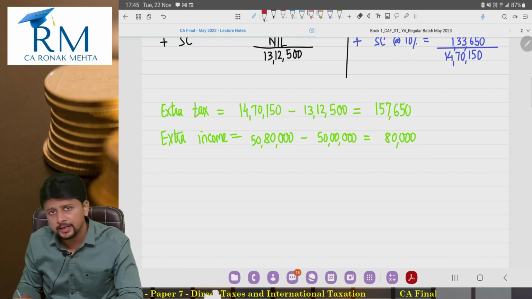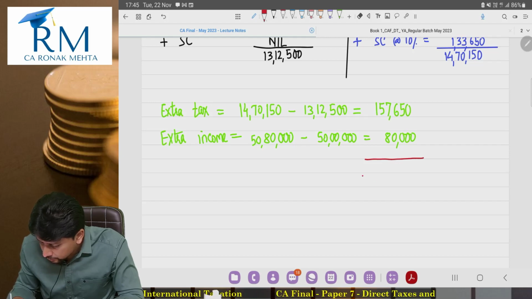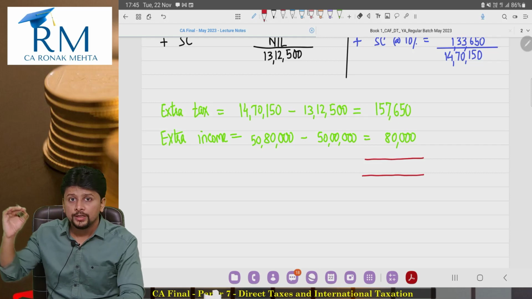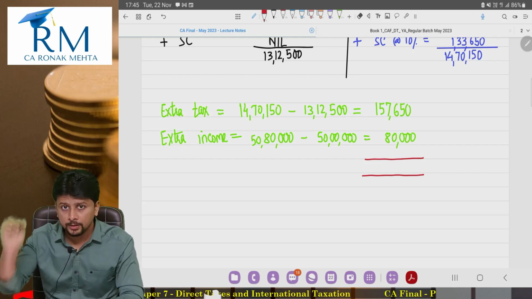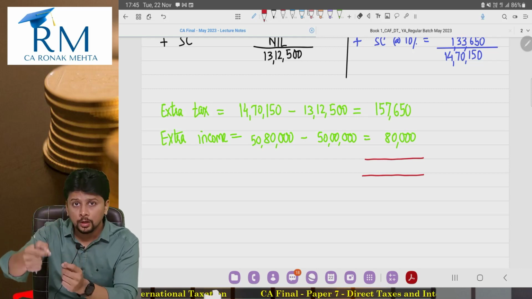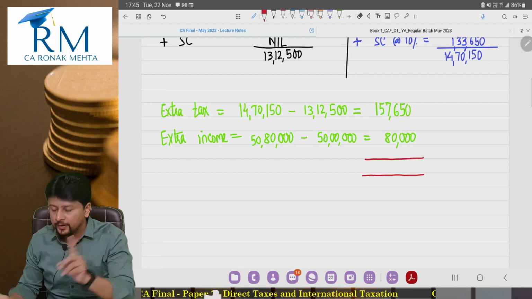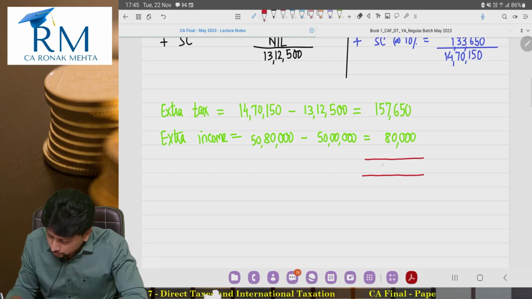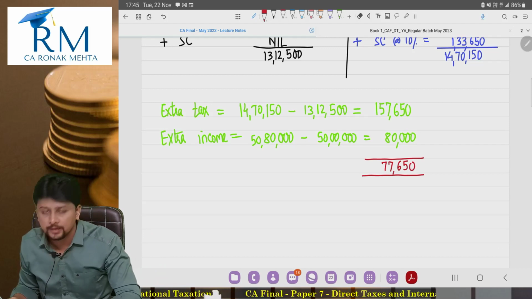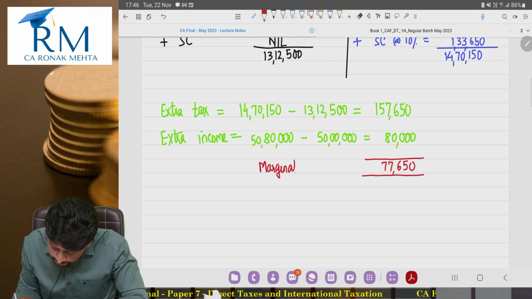So the government is saying, okay, Mr. Sunil, ek kaam karo. Find the difference between the two: the extra tax that you are supposed to pay because surcharge became applicable, and the extra income that you earned due to which surcharge became applicable. Find the difference between the two. So Mr. Sunil will say this difference is 77,650. Mr. Sunil, this is your marginal relief.